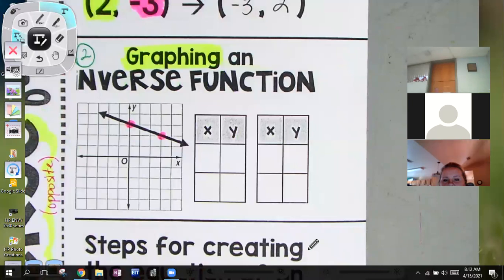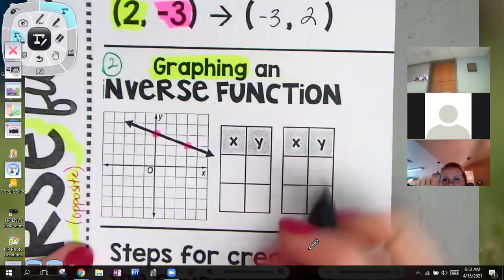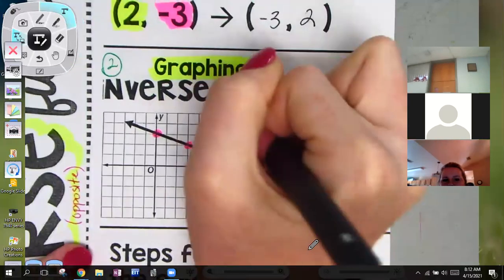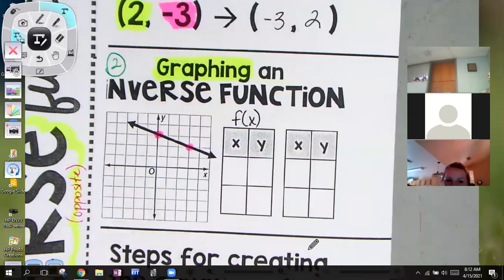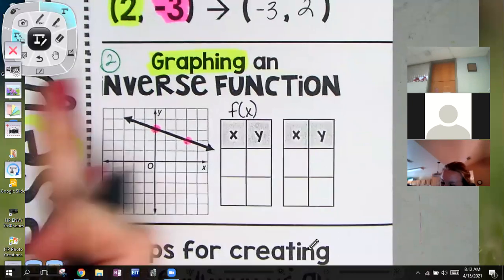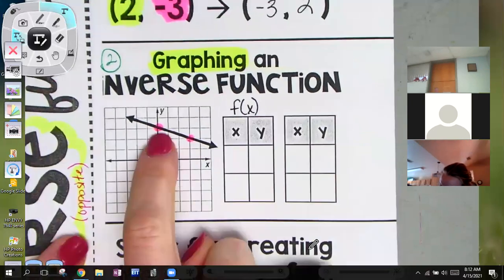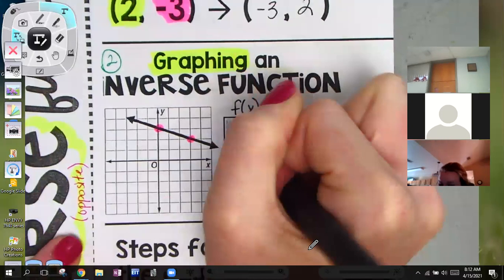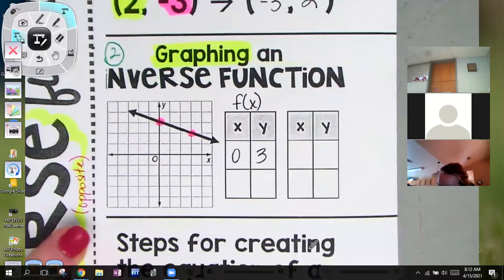So I'm going to label this table f of x, because that's what we call original functions. Okay, so let's label those points. Let's start from left to right. The first one we said was 0, 3. All right, and then the second one was 2, 3.